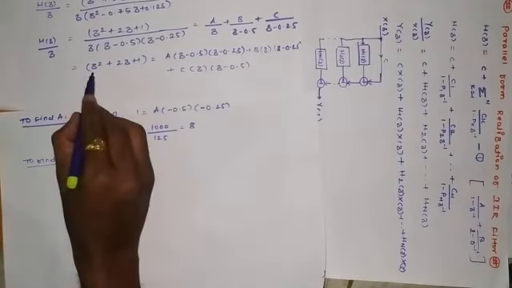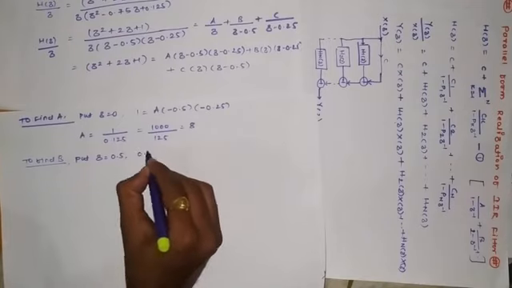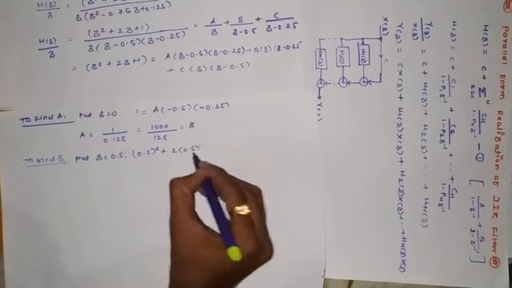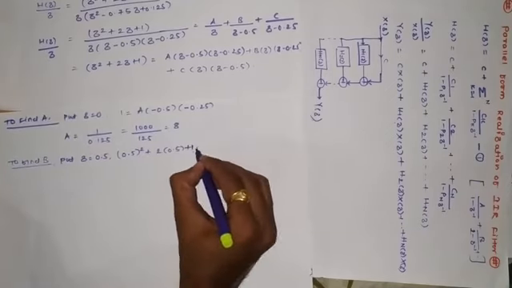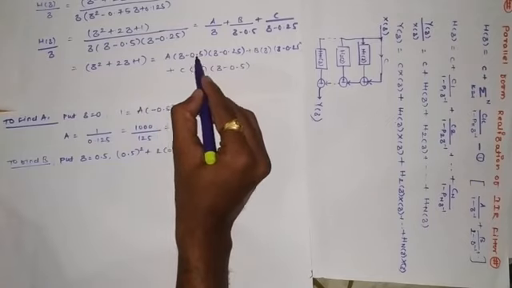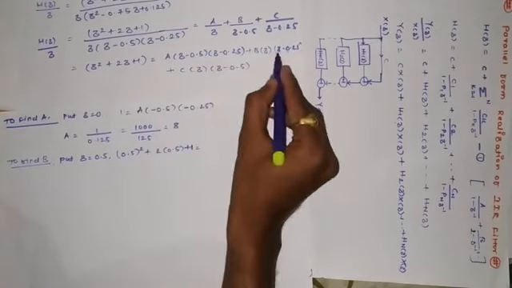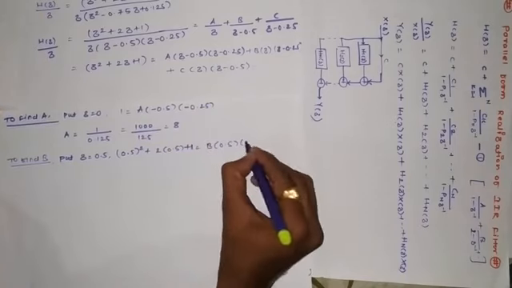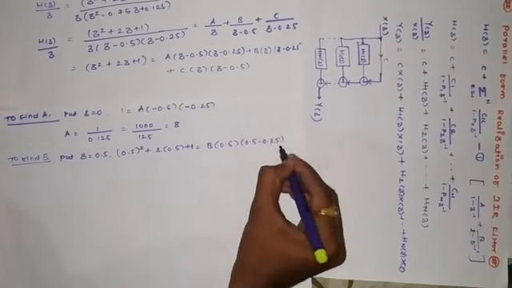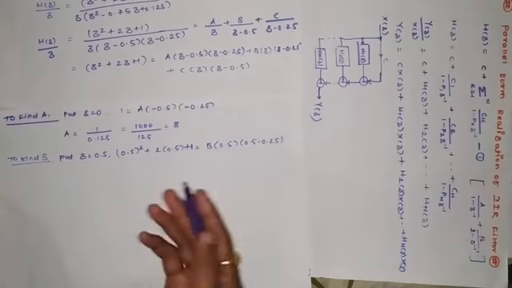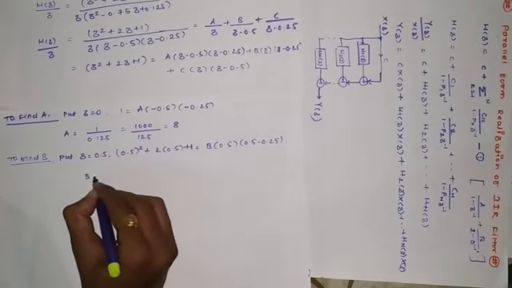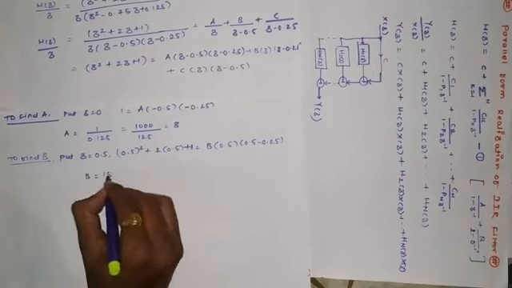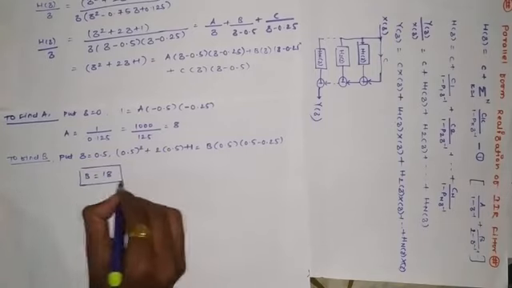So this equation holds LHS z square, so this is 0.5 square plus 2 into 0.5 plus 1 is equal to A. This is 0.5 minus 0.5, 0. That means A term is 0, C term is 0. So we'll write only B's term, that is B into 0.5, 0.5 minus 0.25. If you put those values simply in your calculators, we'll get B is equal to, if I'm correct, 18.